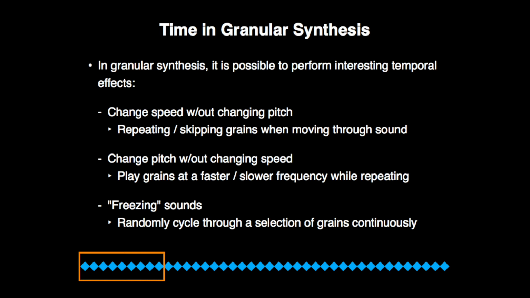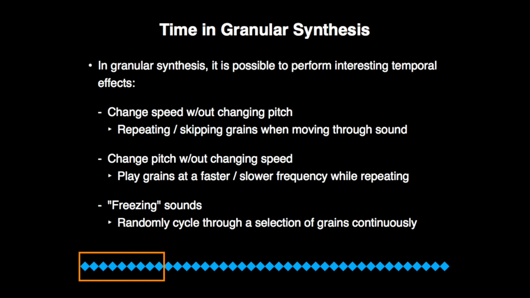So we can do something like repeating or skipping grains as we move through the sound to make the sound move faster or slower without changing its pitch. So on the bottom of the slide there, I have this long row of little diamonds that we can say represent individual grains. And I have a little orange window around a group of grains. And imagine that as we move through the sound, this orange window just kind of moves from left to right, kind of highlighting a section of different grains. And you can imagine as this box scrolls from left to right that we're kind of just cycling through the grains in that box, maybe linearly in order, or maybe just kind of randomly shuffling through them.